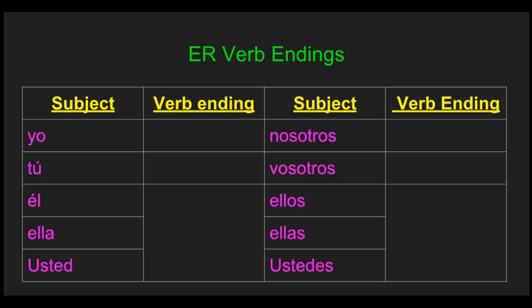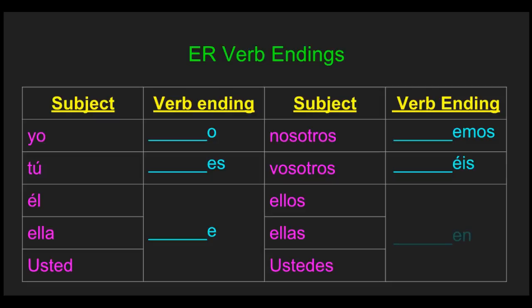When you have an ER verb conjugated in the yo form, your ending is going to be o. In the tú form, your ending will be es, spelled es. In the él, ella, and usted forms, the ending is e, spelled with just the letter e. The nosotros ending will be emos. Vosotros ending will be és. Make sure you have an accent over the e and then an s. And the ellos, ellas, ustedes forms of the verb will end in en.